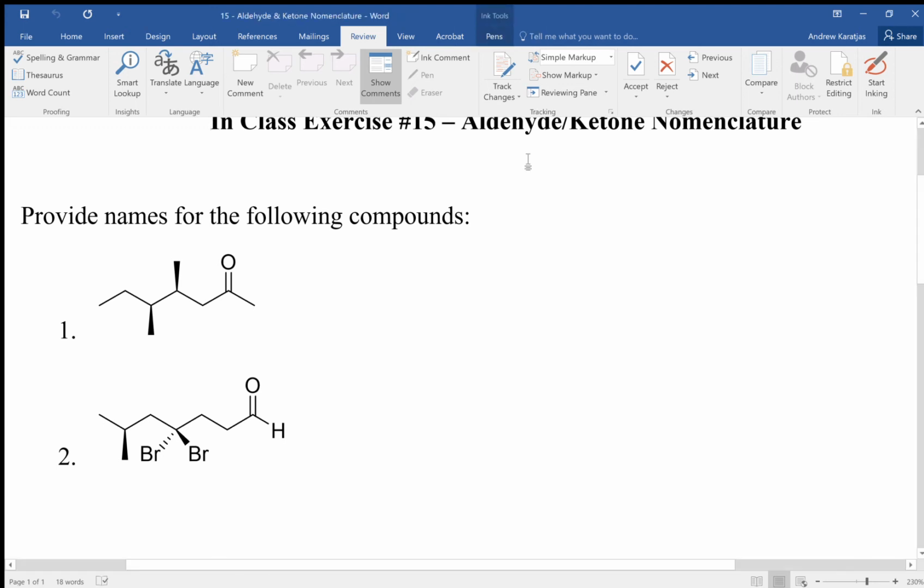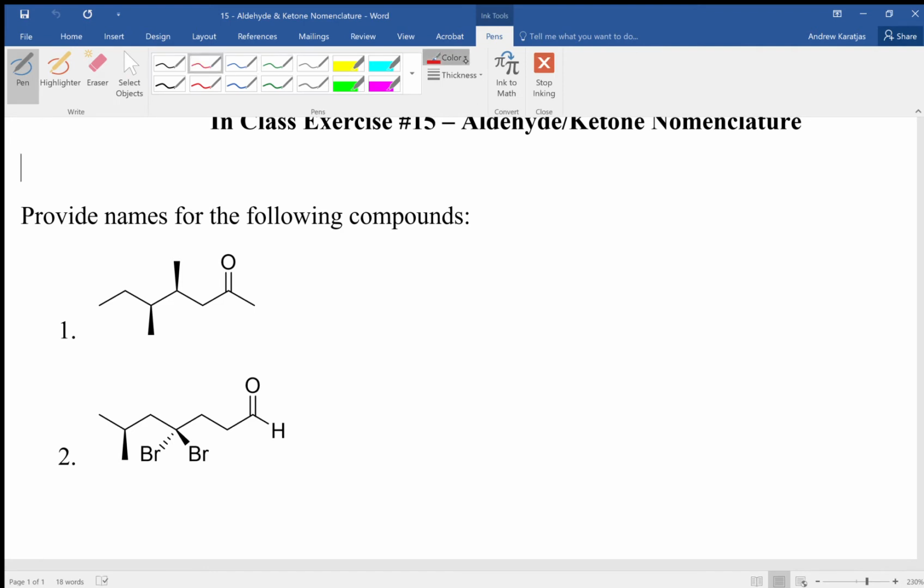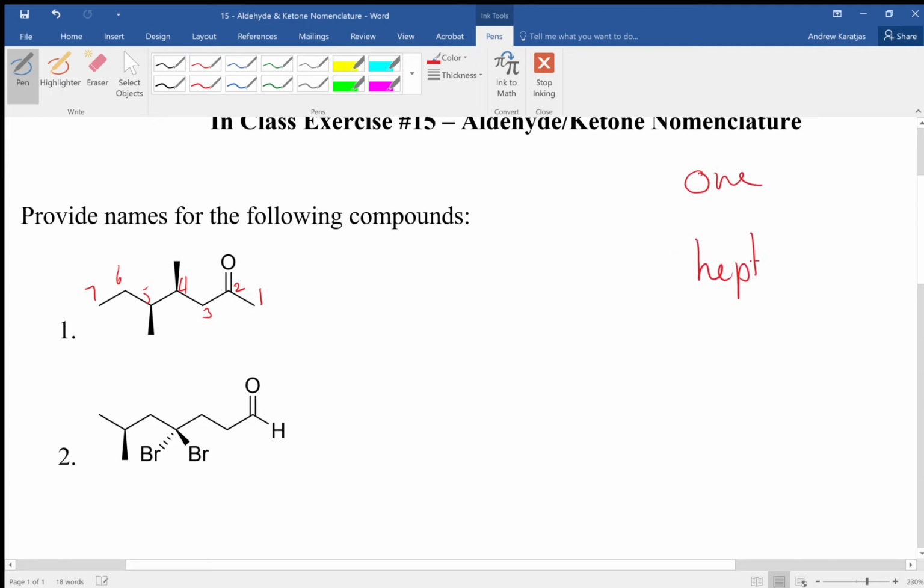Alright, so now we can work through some nomenclature questions. And this first one, being a ketone, we're going to number it starting at the end closest to the carbonyl, which is going to be on the right side. We have a 7-carbon chain, so this would be heptane. We indicate the ketone with the ONE ending, so this would be heptanone. And because the carbonyl, the ketone, is at carbon 2, we have 2-heptanone.